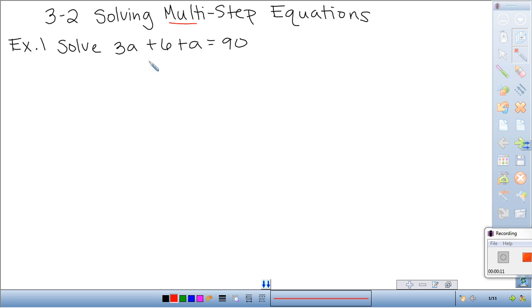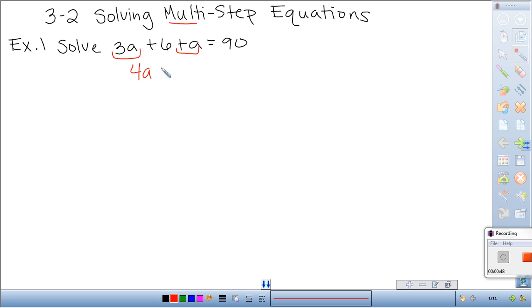Well, before we can do that, we've got to get all of our A's together. Notice they're separated, and they need to be all in one. They need to be all together. So the first thing we're going to do here is combine like terms. 3A plus another A, you can think of it like 3 apples and another apple makes a total of 4 apples. So we combined 3A plus A and got 4A.